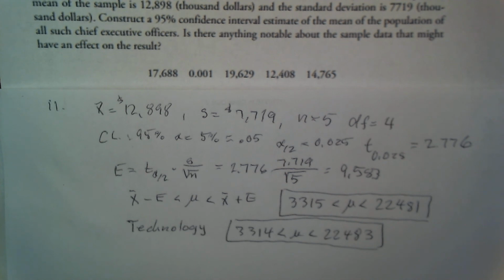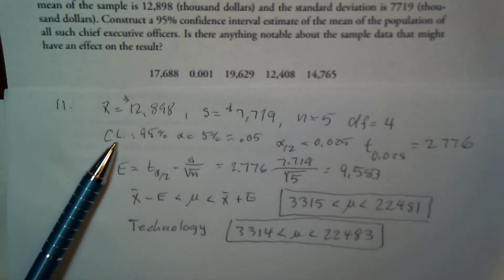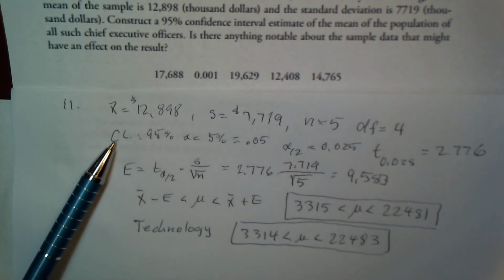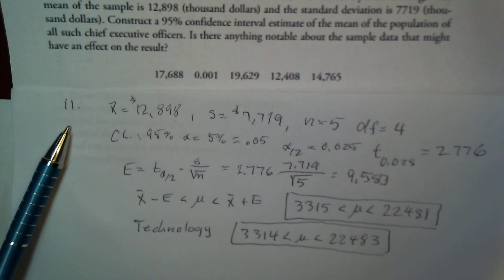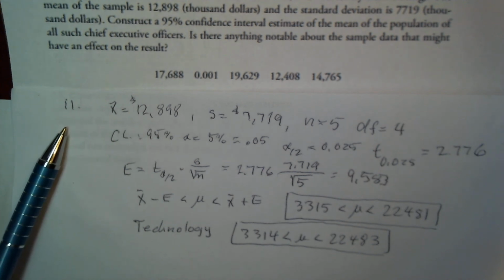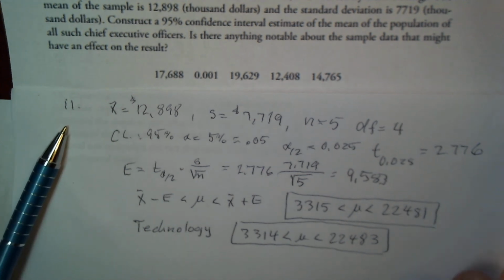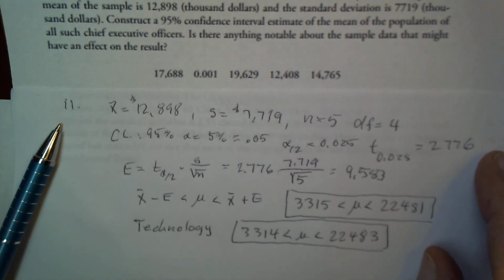So I'm giving you lots of examples so that you know how this works when we don't have the population standard deviation and we use a t-distribution to estimate the population mean when the population standard deviation is not known.